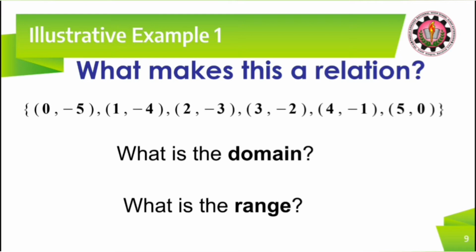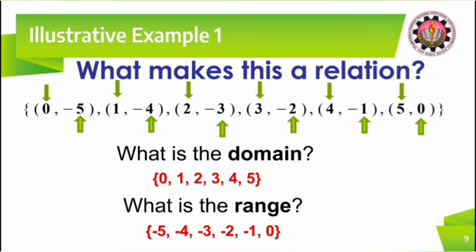So, the domain are, that's correct, 0, 1, 2, 3, 4, and 5. Tumpak ko kayo. And what is the range? The range are negative 5, negative 4, negative 3, negative 2, negative 1, and 0.